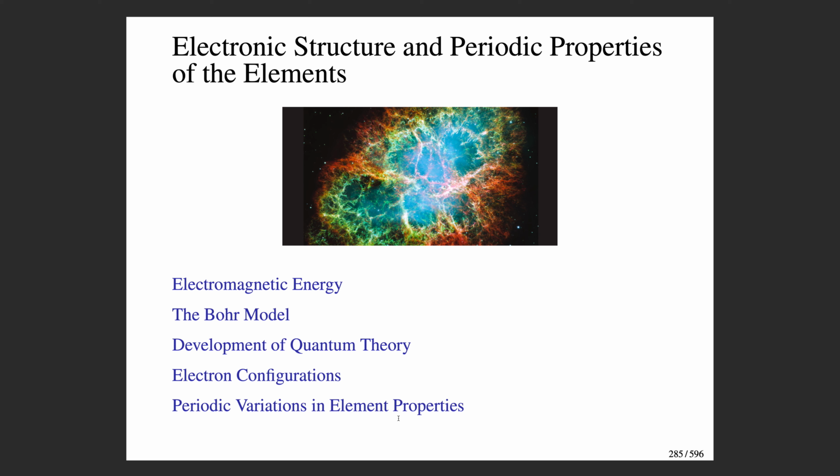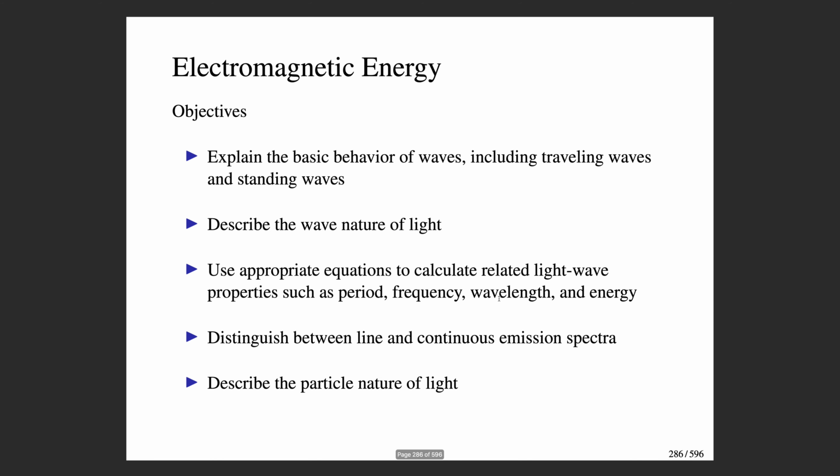Okay guys, this is the first video of Chapter 6 where we will be discussing the electronic structure of atoms and the structure of the periodic table of elements. In this first section we are going to discuss electromagnetic energy, which is important and helpful for us to understand how atoms work. And so we're going to start there.